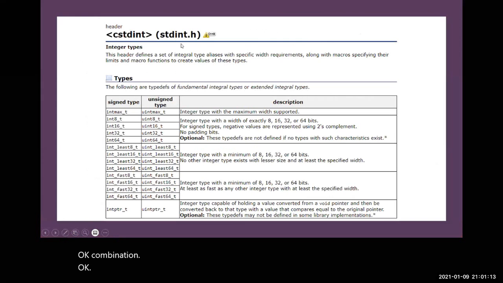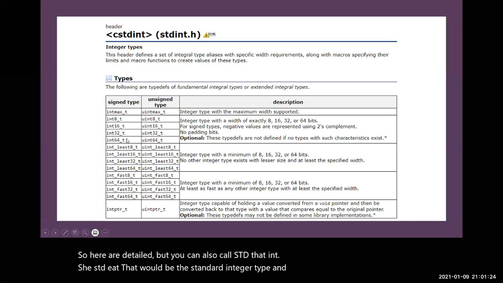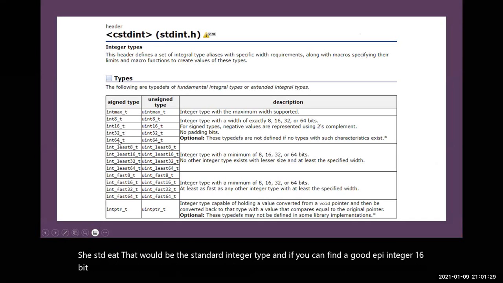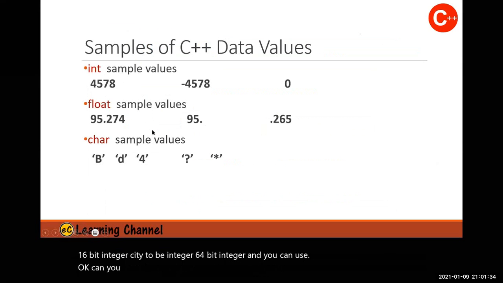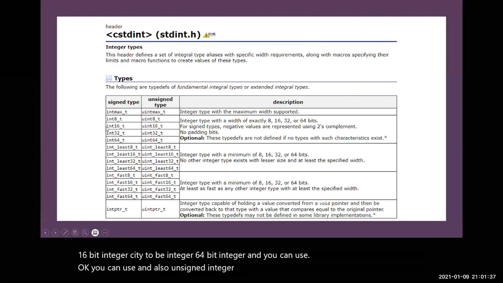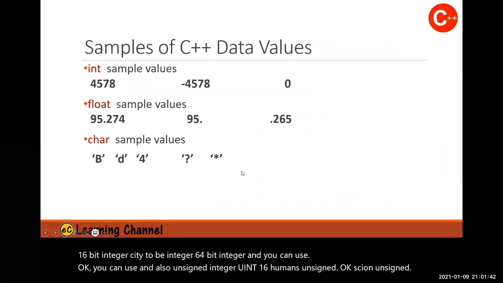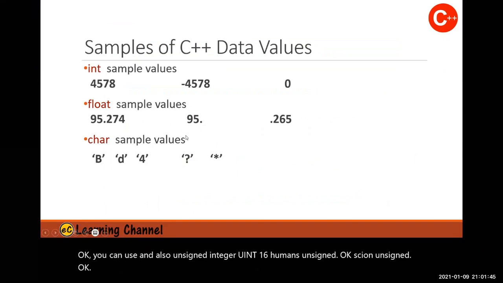So here are the detailed types, but you can also use stdint or cstdint. That would be the standard integer types, where you can find 8-bit, 16-bit, 32-bit, and 64-bit integers that you can use, and also unsigned integers, like uint16. U means unsigned. Data values are similar to Java. For character you use a single quote.